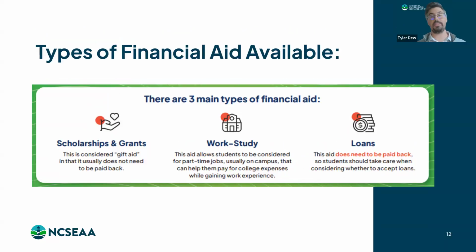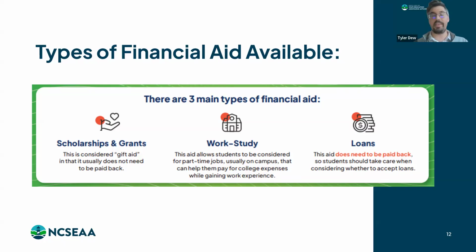When we also mention types of financial aid, we usually split them into three types. You have scholarships and grants, which do not have to be paid back. Whenever you hear scholarship or grant, this is basically what we consider gift aid. So you do not have to pay those back for the most part.